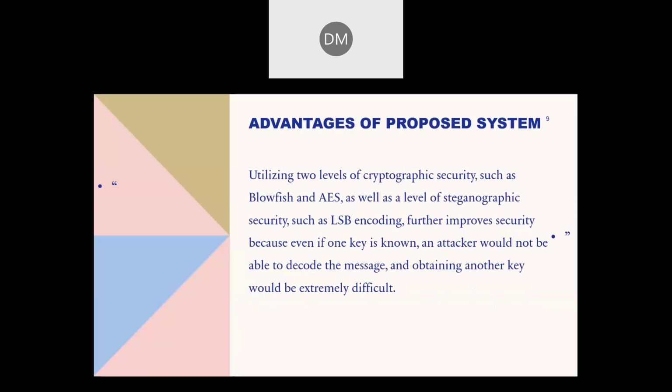Advantages: utilizing two levels of cryptography improves the security. Even if the attacker knows the key, they still can't decrypt the original message because it was hidden in the image. Even if they know the key for one object, it might be hidden using steganography, so the data we are trying to send will be very secure, and it will be very difficult to find the second key even if the first key is found.